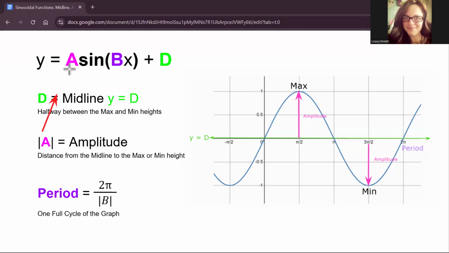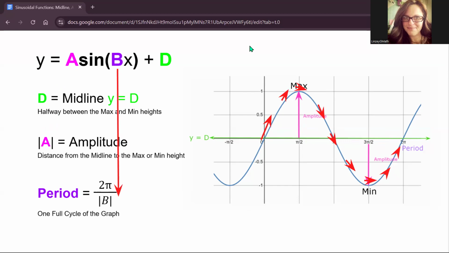Amplitude. The amplitude is the absolute value of A. It is positive since it is the distance from the midline to the maximum height or from the midline to the minimum height. And the period. The period is one full cycle of our graph, and the period is 2 pi divided by the absolute value of B.